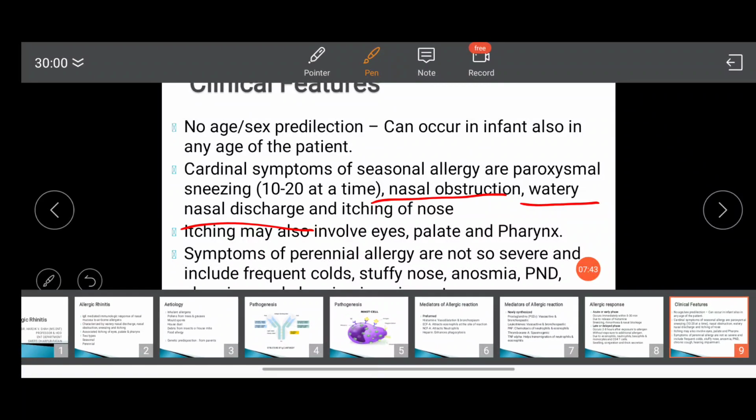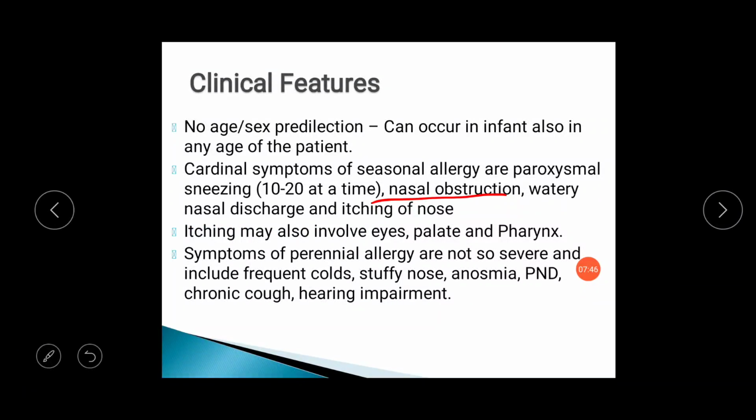Symptoms of perennial allergy, which occurs usually all around the year, are not so severe and include frequent colds, stuffy nose, anosmia, post-nasal discharge, chronic cough and hearing impairment. So in perennial allergy, there will be many episodes of acute rhinitis in a chronic period. So patient will say that he or she has continuous nasal obstruction or nasal blockage all over the year. So that is known as stuffy nose and frequent colds.